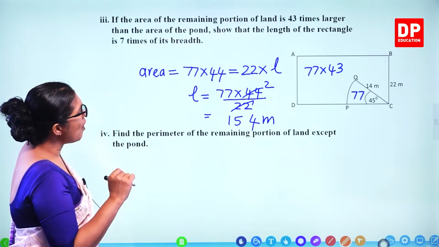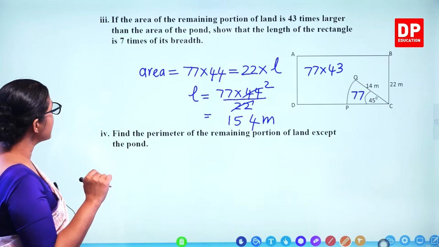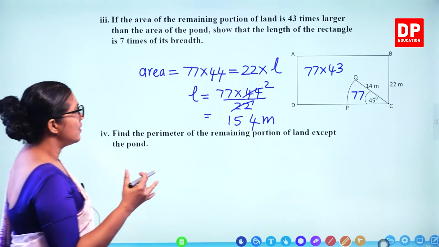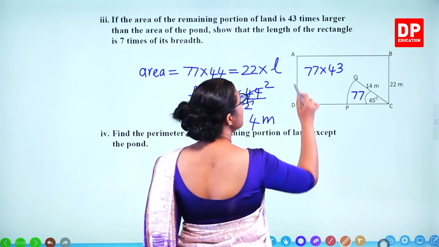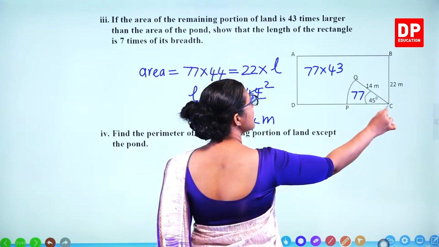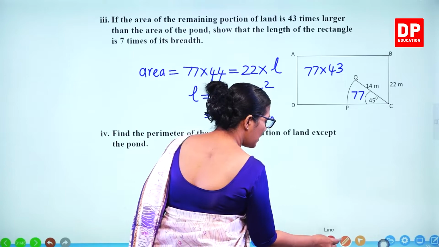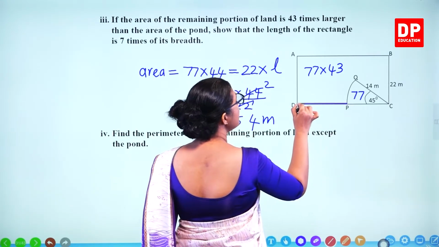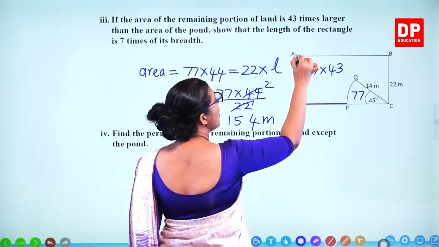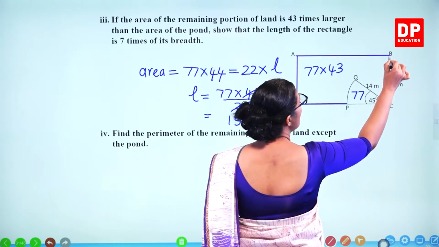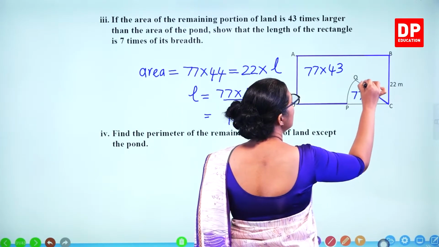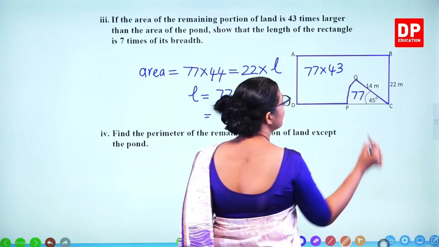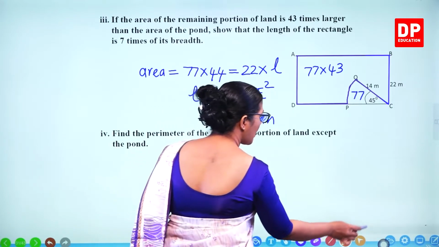Find the perimeter of the remaining portion of land except the pond. Now they want the perimeter. So perimeter means we are adding all outer lengths. So first we'll draw this. You need this length. This one, here, and then the arc length. Now, what are the values?